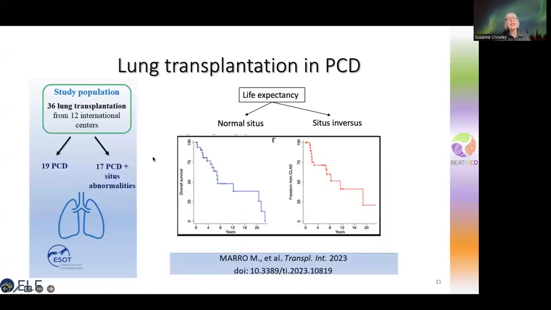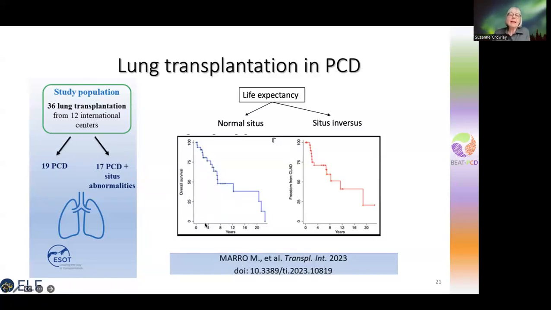And just to finish, to talk a little bit about lung transplantation in PCD, the first thing to say is that it's uncommon. Not many people have the need for lung transplantation in PCD. This is a 25-year study where 36 patients with PCD underwent lung transplantation. 19 of them had normal situs, and the others had situs abnormalities, either inversus or jumbled up organs.